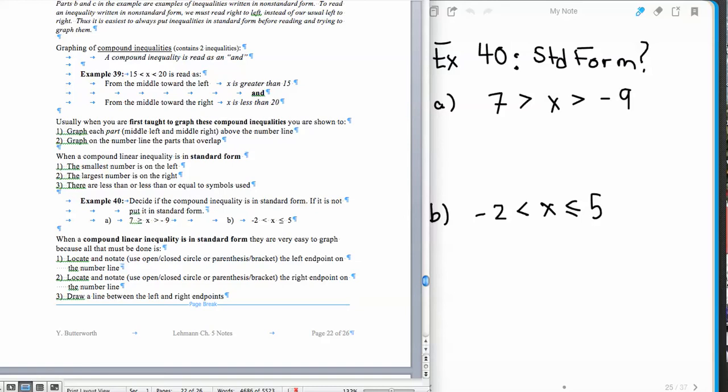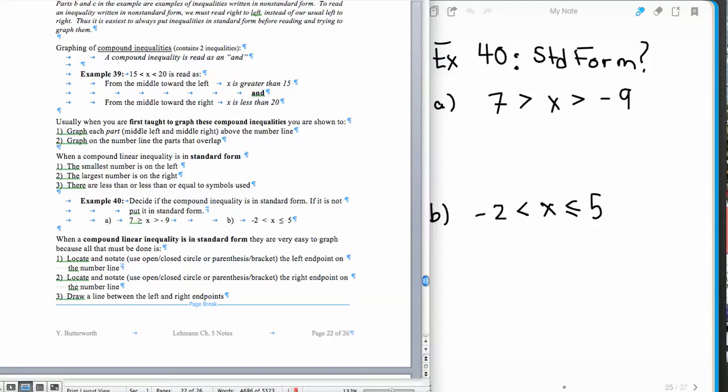So in this example number 39, we're going to read this with an "and." This one says 15 less than x less than 20, and this is how you read it. You read it from the middle toward the left, so that it reads x is greater than 15, and then from the middle to the right, x is less than 20. This "and" in mathematics is called an intersection. It's where these two simple linear inequalities, x is greater than 15 and x is less than 20, overlap.